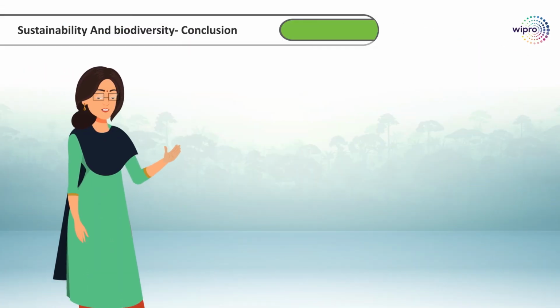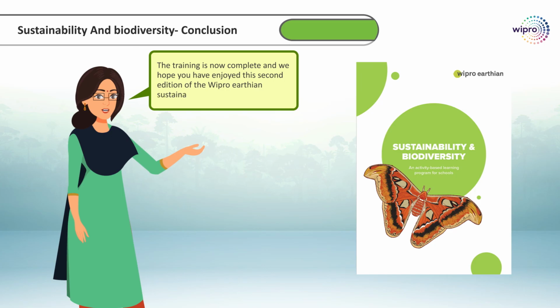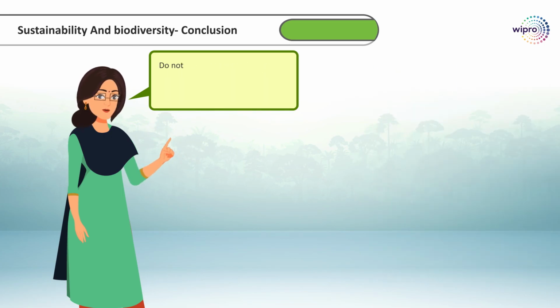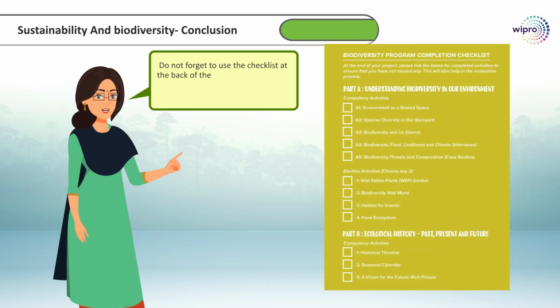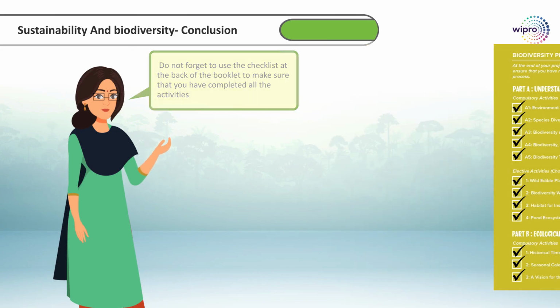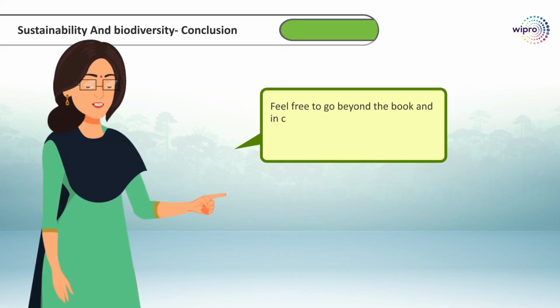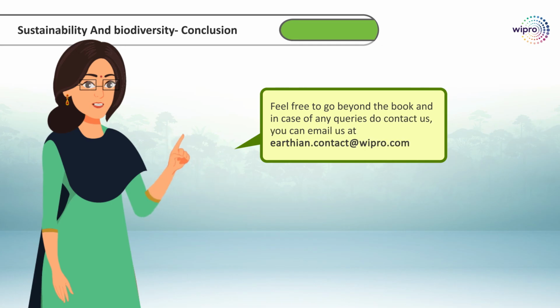The training is now complete, and we hope you have enjoyed this second edition of the Wipro Earthian Sustainability and Biodiversity module. Do not forget to use the checklist at the back of the booklet to make sure that you have completed all the activities. Remember to look around you and bring out the local stories of biodiversity from your neighborhoods. Feel free to go beyond the book, and in case of any queries, do contact us. You can email us at earthian.contact@wipro.com.